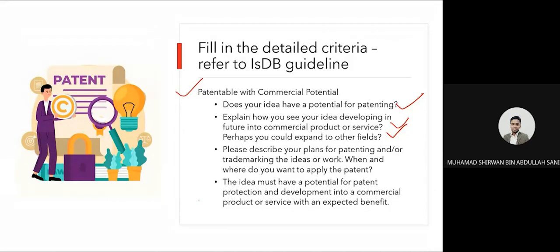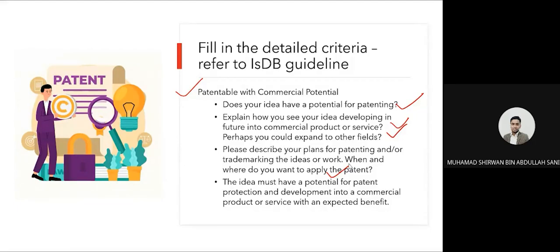Okay, and then you need to describe your plan for patenting or trademarking the ideas of your work. Okay, when and where do you want to apply for a patent? So for example, I have 3 years duration to complete this given project. So in which year should I apply for a patent? Perhaps in the last year or in the second year.